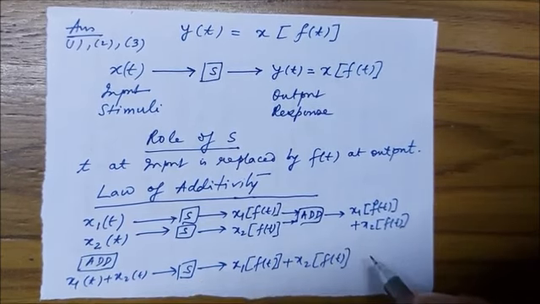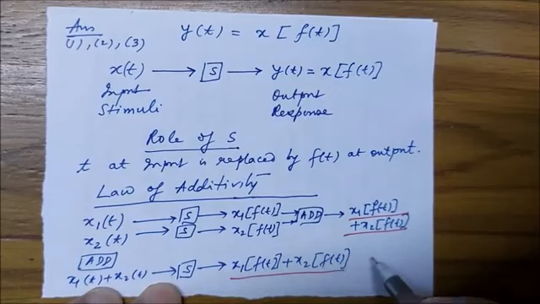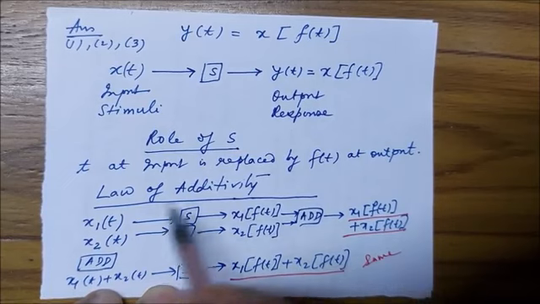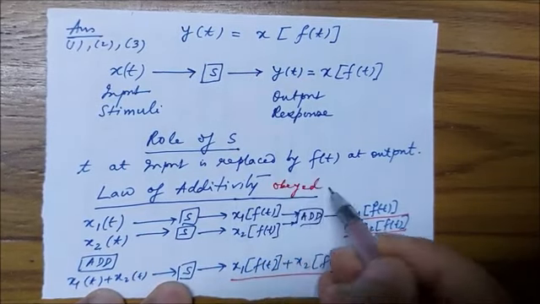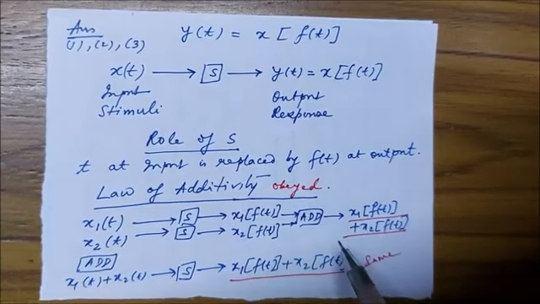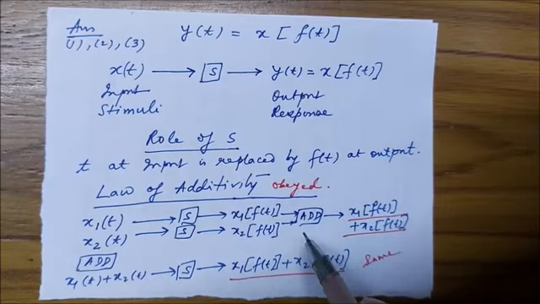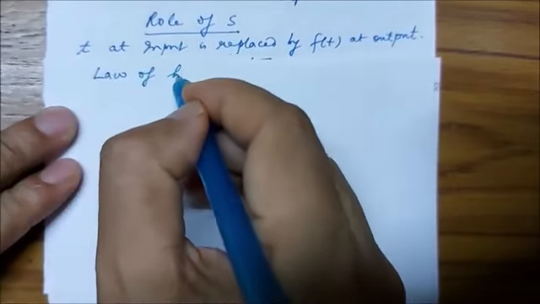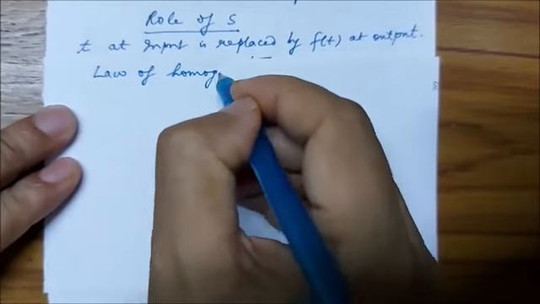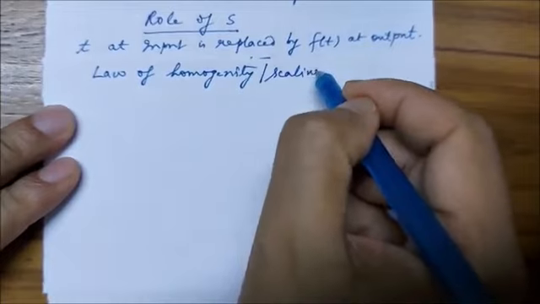And we note that these results are same, and therefore law of additivity is obeyed, which means system is linear. Let us also check law of homogeneity or law of scaling.